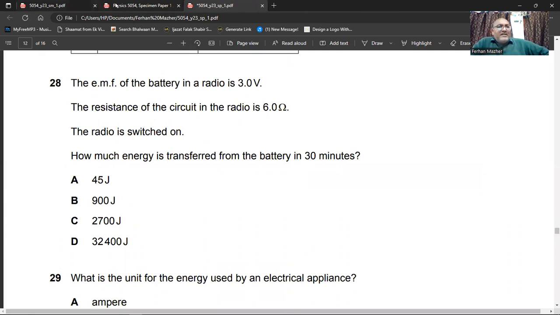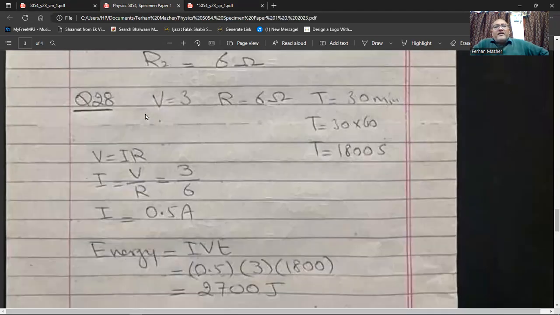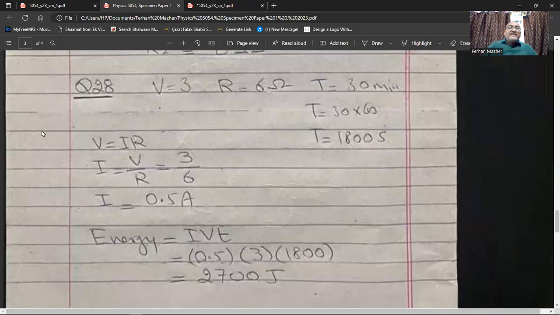The voltage is given: 3 volts, the resistance is 6 ohm, the time is 30 minutes. The time should be in seconds, so 30 multiplied by 60 will be 1800 seconds. According to Ohm's law, V equals IR, so I equals V divided by R. So 3 divided by 6 is 0.5 ampere. So we know how much current is flowing there.